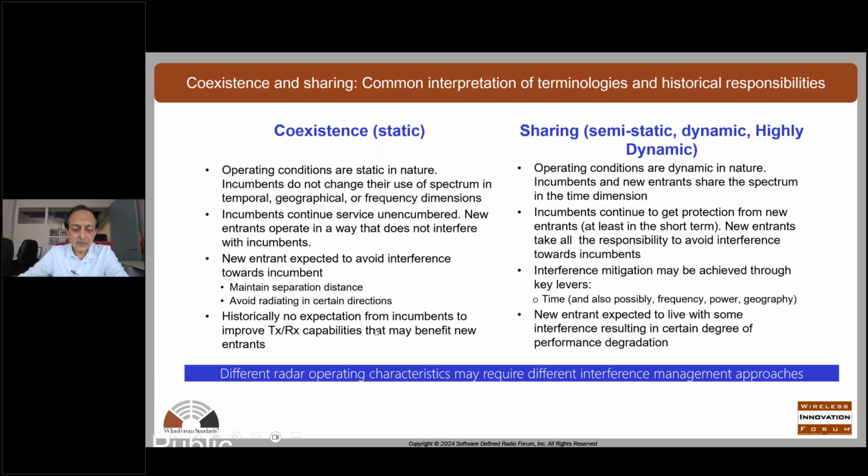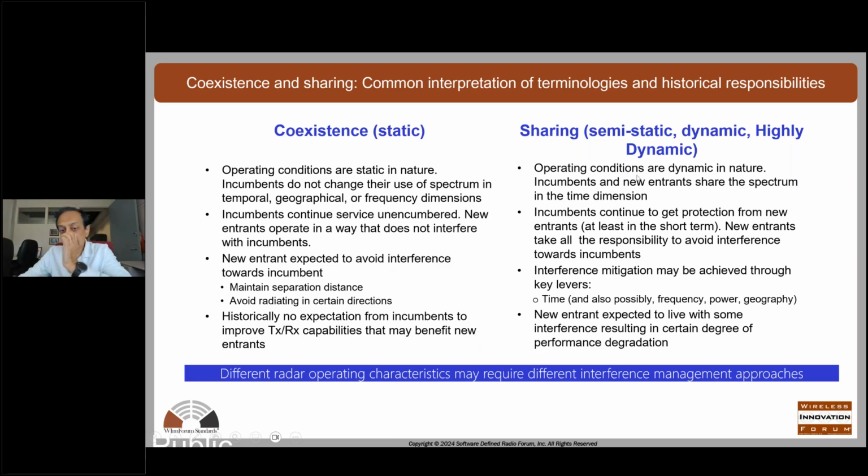Historically, there has been no expectation from the incumbents to improve transmit or receive capabilities that may benefit new entrants. This is, again, from a historical perspective we are talking about. And most of coexistence has been mostly the way a particular spectrum has been used by, say, two or more different entities.